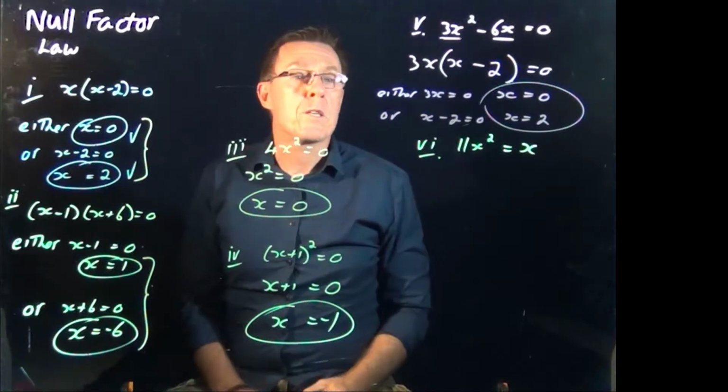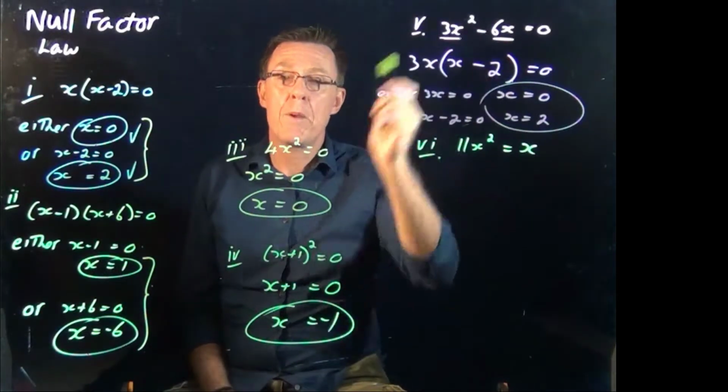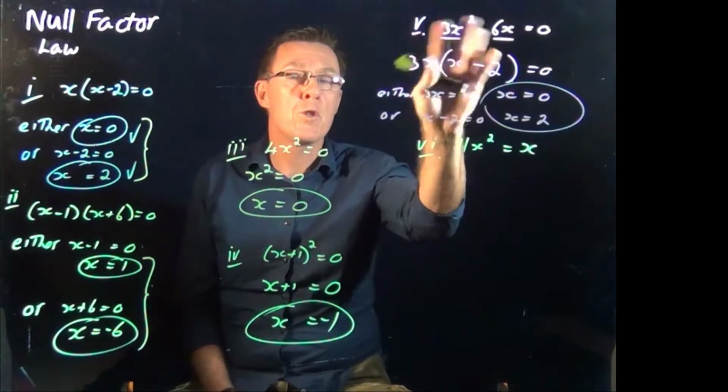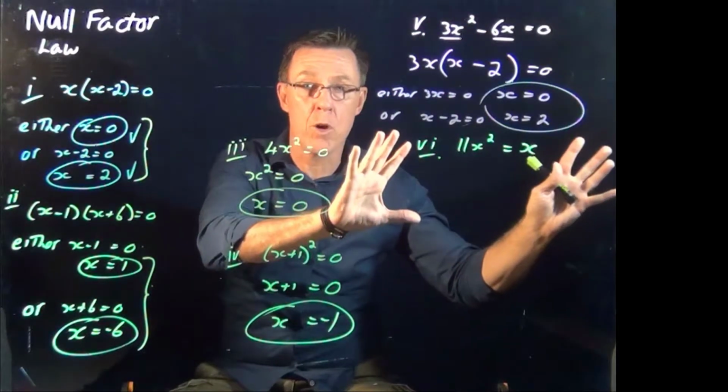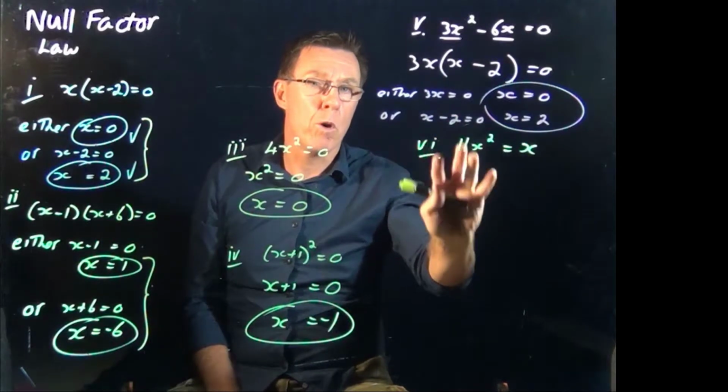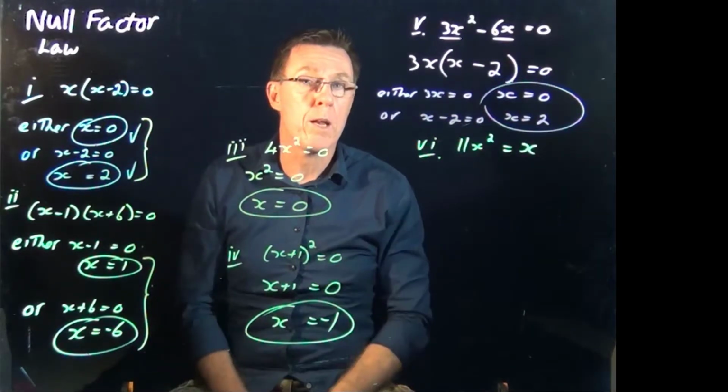Now, example number 6. Just like I said up here in number 5, when you have these two x terms, don't put one on one side and one on the other. That's going to lead you nowhere. That's what I have here. I've got one on one side, one on the other. It's not going to lead me anywhere.